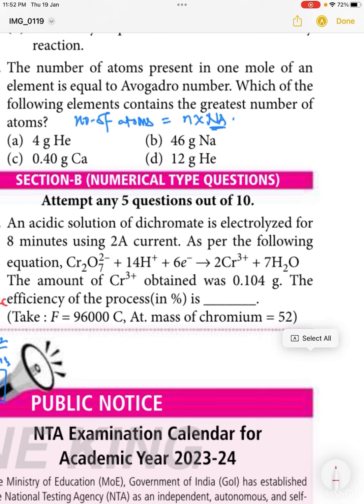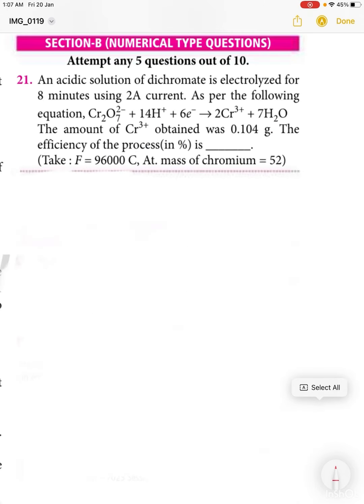4 grams of helium, 4 by 4, that is equal to 1. Next, 46 grams of sodium, 46 by atomic weight of sodium 23, equals 2. 0.4 grams of calcium, 0.4 by 40, equals 0.01. 12 grams of helium, 12 by 4, equals 3. Maximum is there with D.